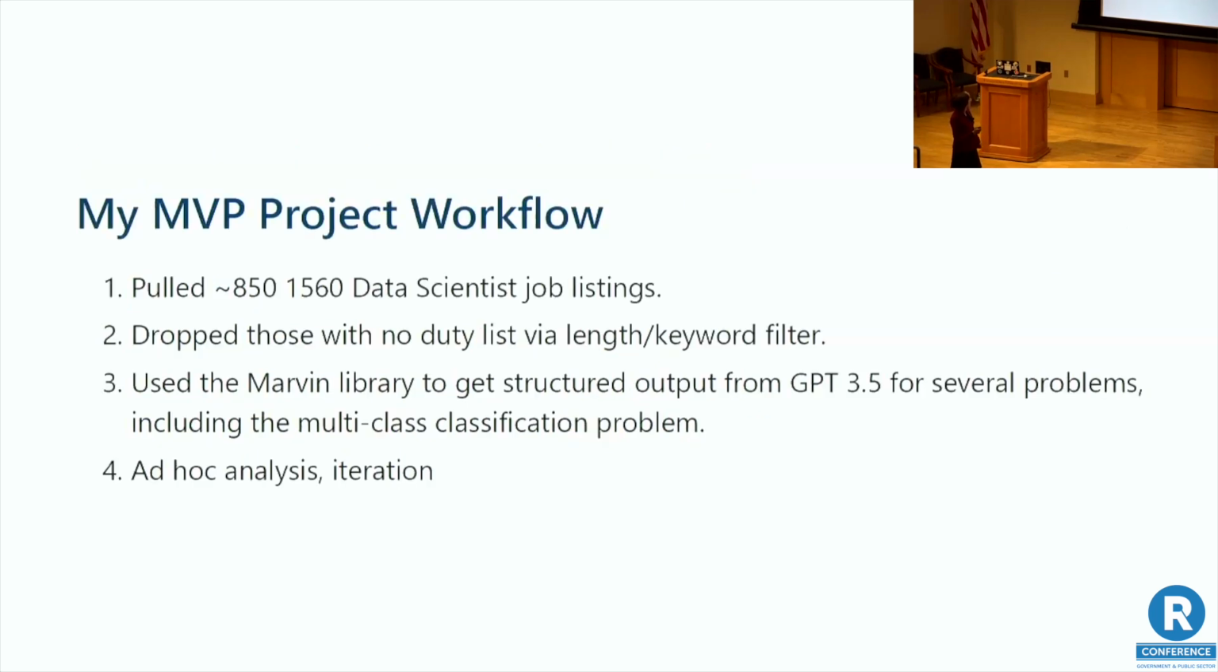Okay, so my minimum viable project workflow: I pulled a bunch of data scientist job listings. By data scientist, we mean it is categorized in occupational code 1560, which is a fairly new data scientist occupational code. It doesn't mean the title is data scientist, but it means it's broadly supposed to be a data science job. I pulled those from the API. There are two great USAJobs APIs that you should use if you're interested in this. One is current jobs, one is previous jobs, basically 2022 to present. I dropped a handful of them that had no duty list or said to go to another website to find the duties.